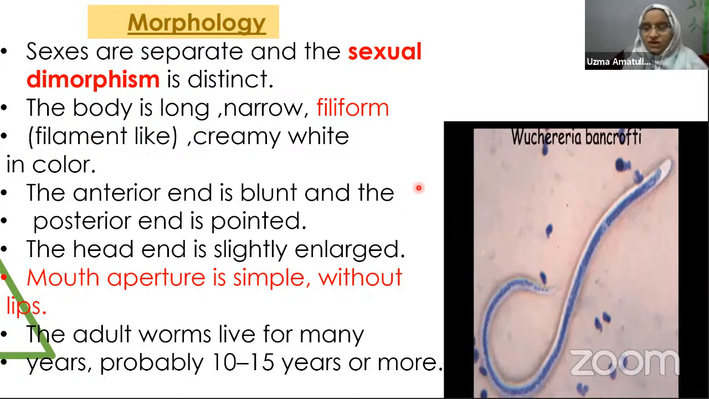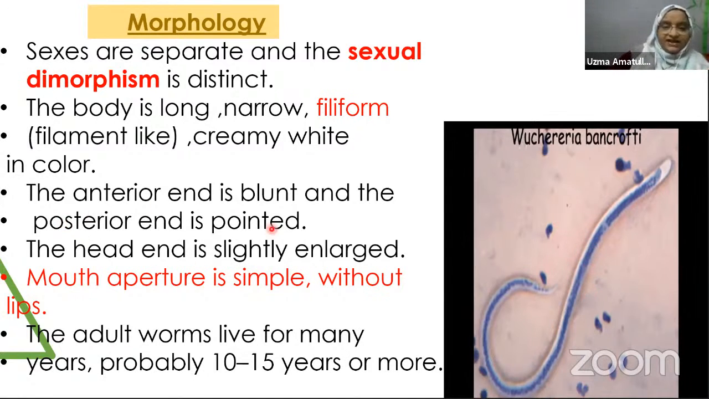Now here the body is long. You can see the body is long. Narrow. Narrow means it is thin. You can see how thin it is. And filiform. Filiform means filament-like. Filament means like a thread. Okay, and creamy white in color. So here the color is creamy white, but in this picture you see it is blue. It is because of the dye which is used to see it clearly.